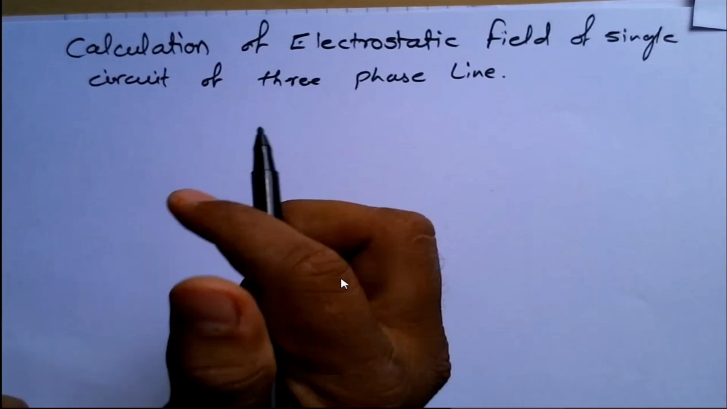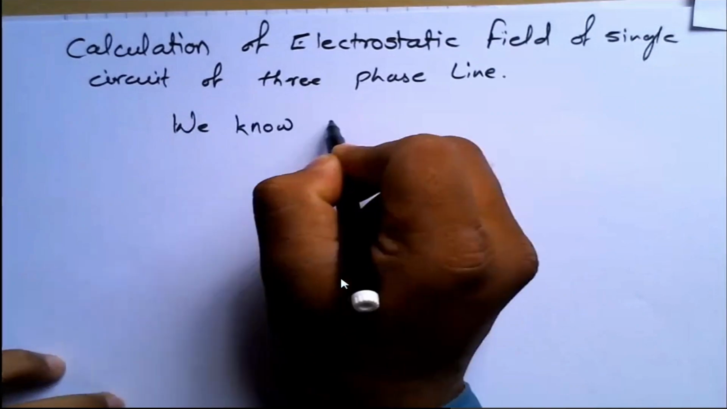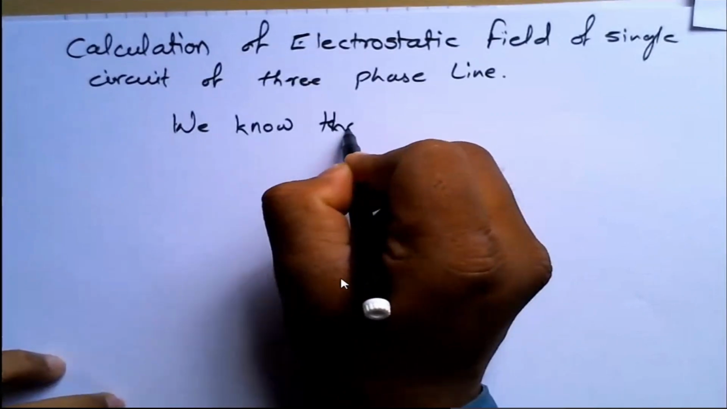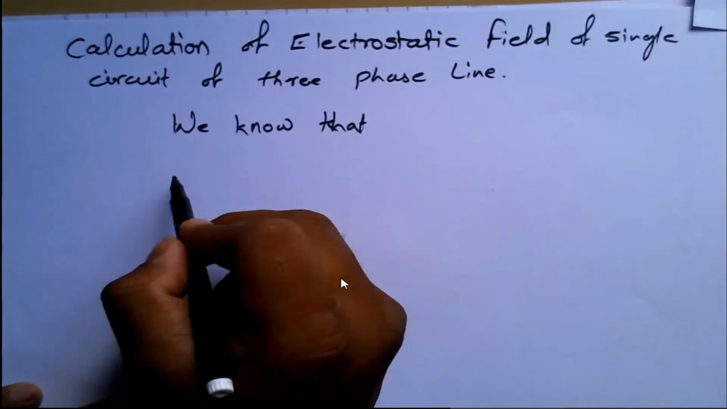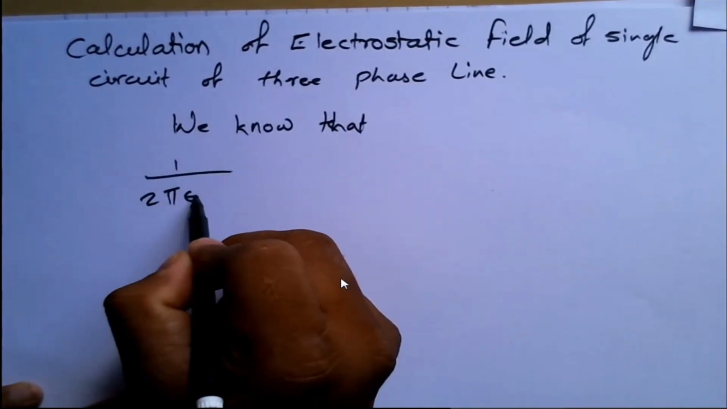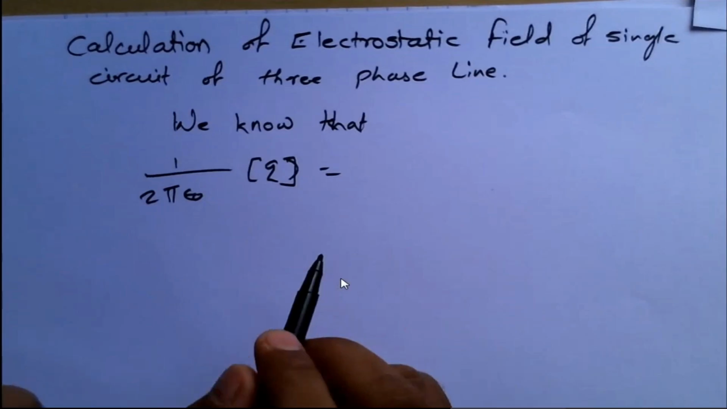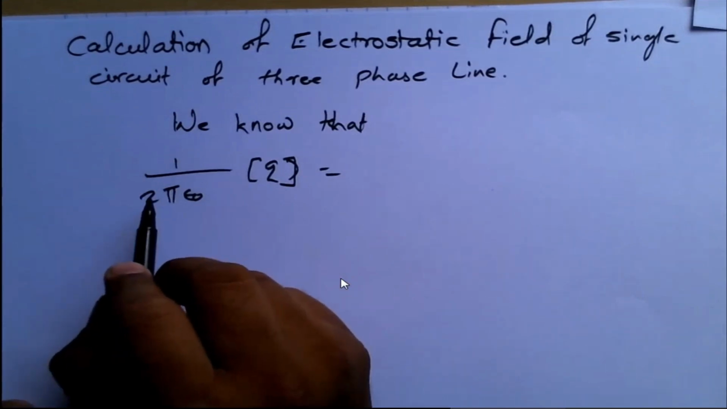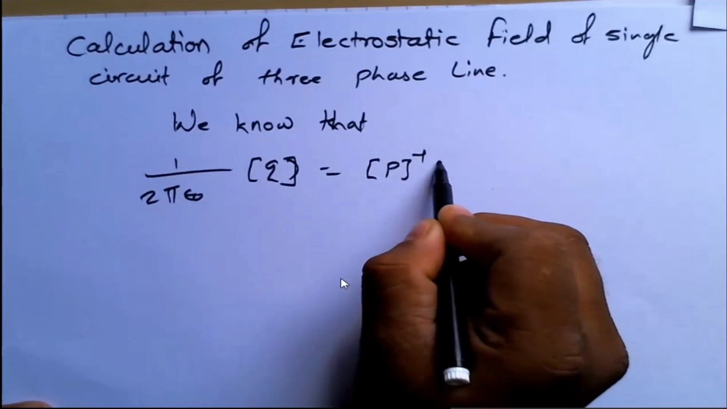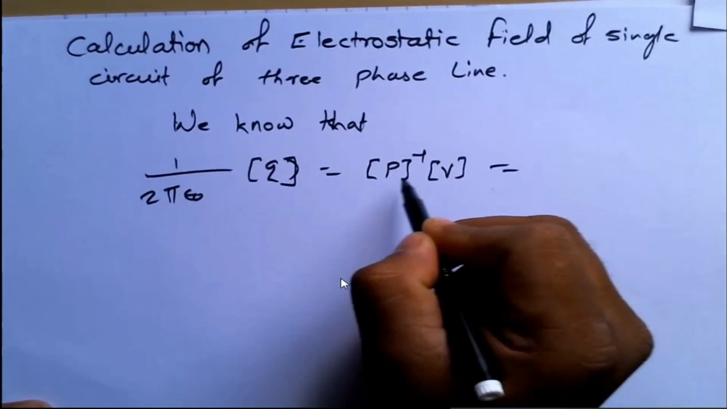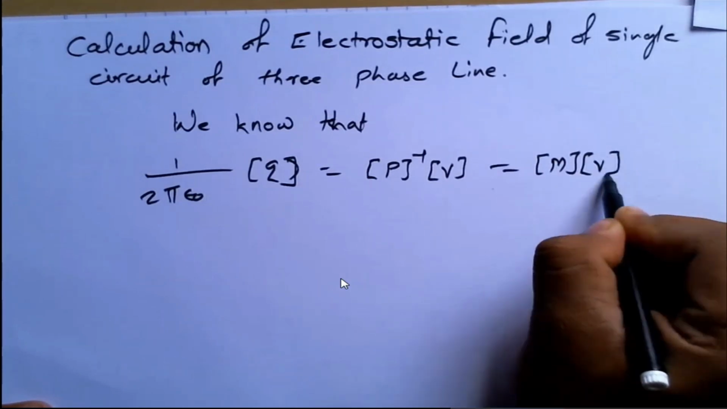So in the previous lecture, we have seen the equation for capacitance in terms of the Maxwell coefficient. It is nothing but 1 upon 2 pi epsilon 0 in matrix form. As I told you, we know the formula of charges in terms of the Maxwell coefficient, and you know that this P inverse is nothing but M into Phi.